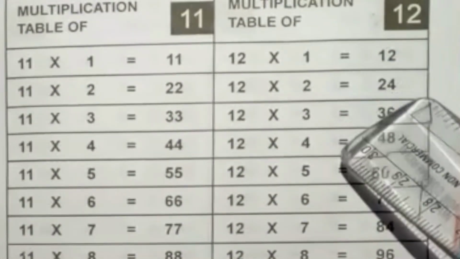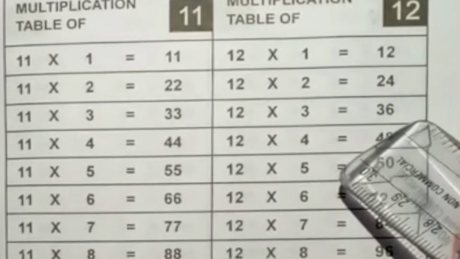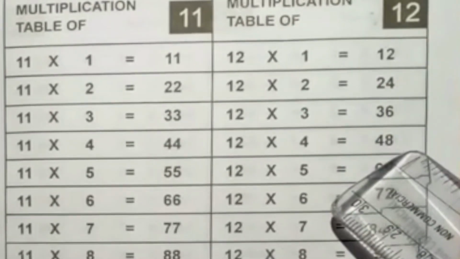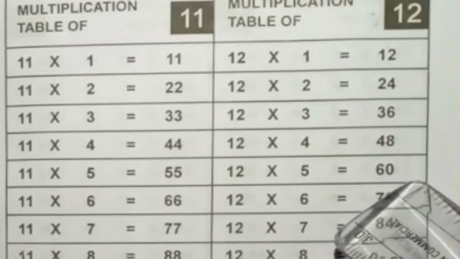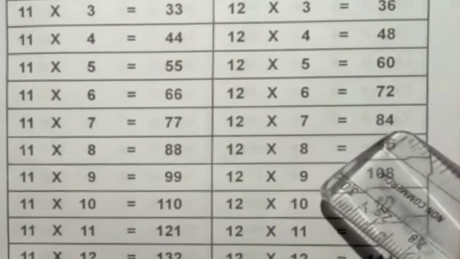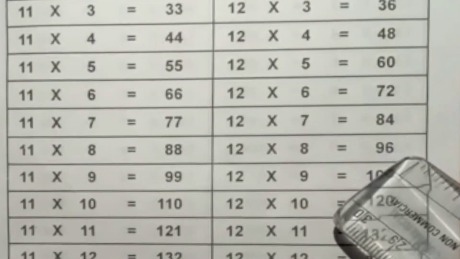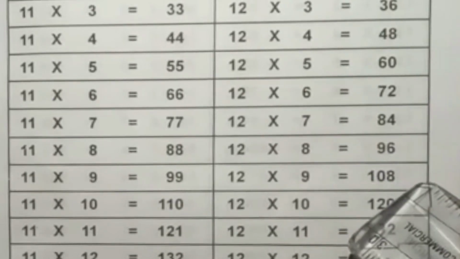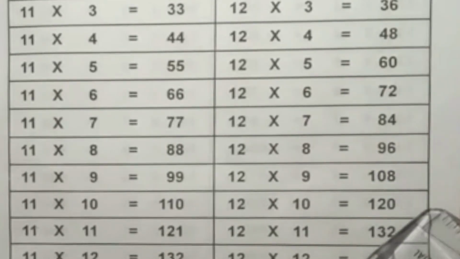Multiplication table of 12. 12 ones are 12, 12 twos are 24, 12 threes are 36, 12 fours are 48, 12 fives are 60, 12 sixes are 72, 12 sevens are 84, 12 eights are 96, 12 nines are 108, 12 tens are 120.